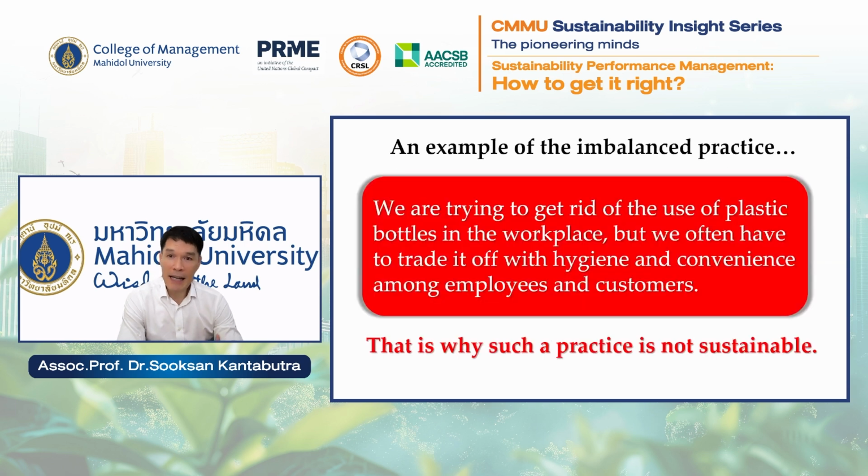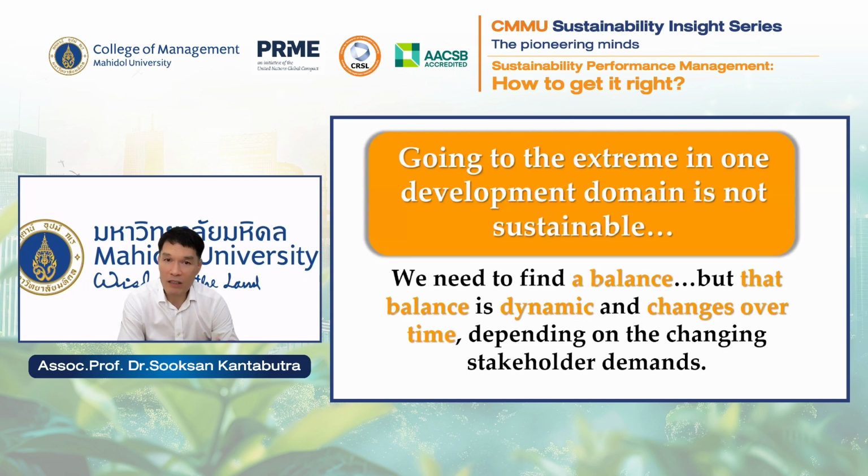Now, this is an example of an imbalanced practice that you see everywhere. Basically, what happened here is that we are trying to get rid of the use of plastic bottles in the workplace, meaning the environment. We want to save the environment. But we often have to trade it off with hygiene and convenience among employees and customers. If you emphasize too much on one domain, which is the environment, and you are not concerned with the society domain, then this practice is not sustainable. Going to the extreme in one development domain is not sustainable.